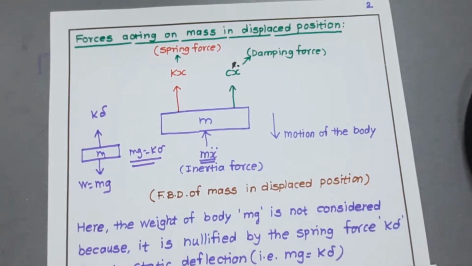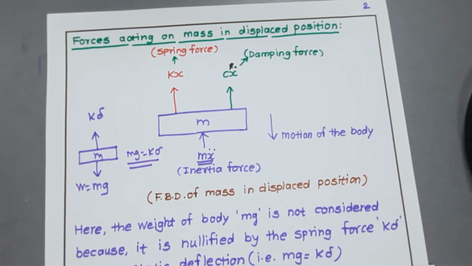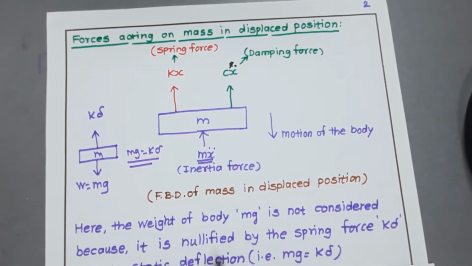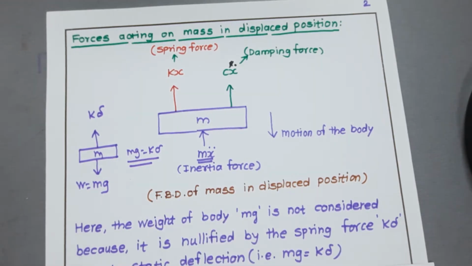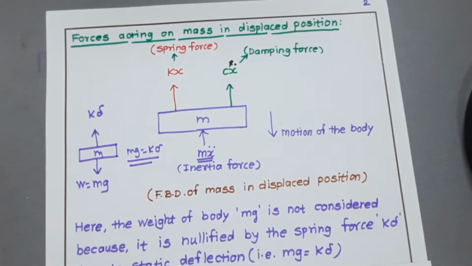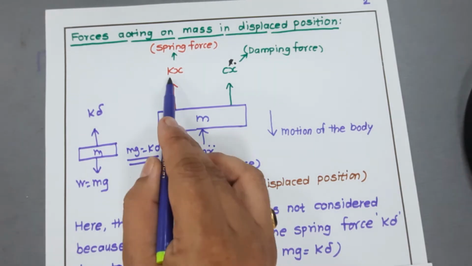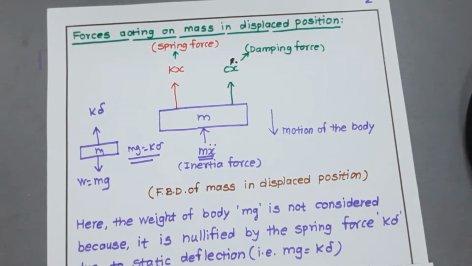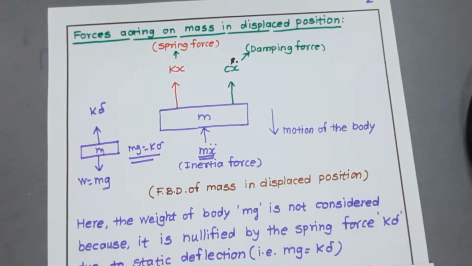So mg is equal to K delta. Hence your weight, that is mg, is not considered because it is nullified by the spring force K delta due to static deflection. So we only consider the spring force, damping force and inertia force. We never consider the weight as mg.